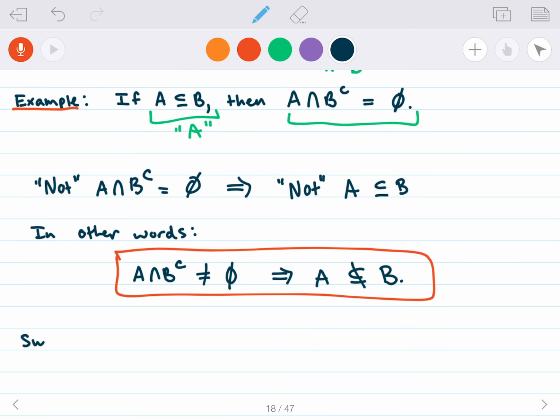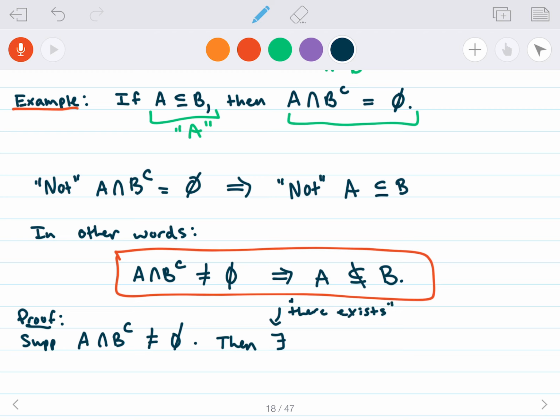So suppose, just start my proof here. So suppose that A intersect the complement of B is not empty. Okay, so what does that mean? Then there exists, so that's what this means. If you haven't seen this before, there exists. I'll be using that for shorthand from here on out. So there exists some element, some x in A intersect B complement.